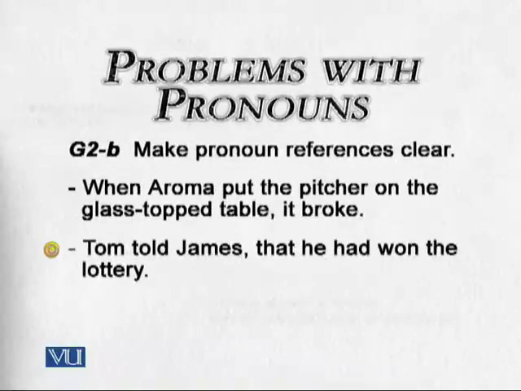Let's see one more example. Tom told James that he had won the lottery. Now, again, the same problem. He is a pronoun. It can have two antecedents. One is Tom and the second one is James. Now, it's not clear in this sentence whether this he refers to Tom or James. In exactly the same way, you have to repeat, like, Tom won the lottery or James won the lottery, or you can change it into direct speech. Changing it into direct speech, of course, is going to remove all confusion.